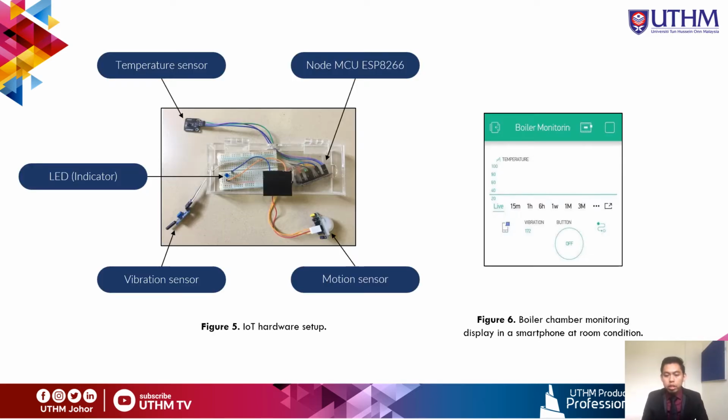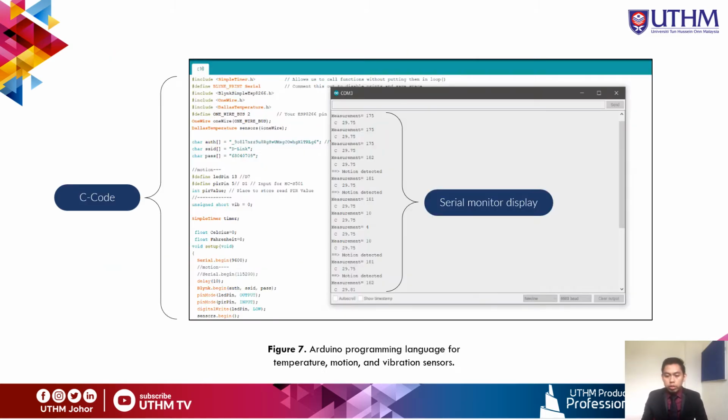And here is the IoT hardware setup that consists of the temperature sensor, NodeMCU, LED indicator, vibration sensor, and also motion sensor. On the right-hand side, as you can see, the boiler chamber and the display on the Blynk smartphone app. And here is the C code that we created to monitor the temperature, vibration, and also motion. On the right, as you can see, the serial monitor in the Arduino software displays the signal that has been read.